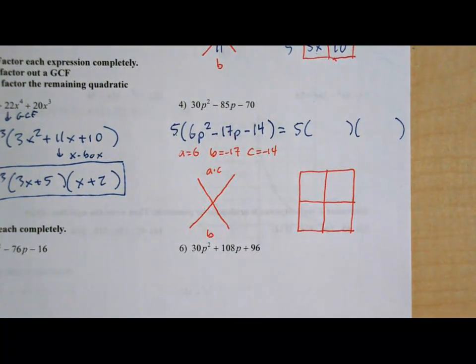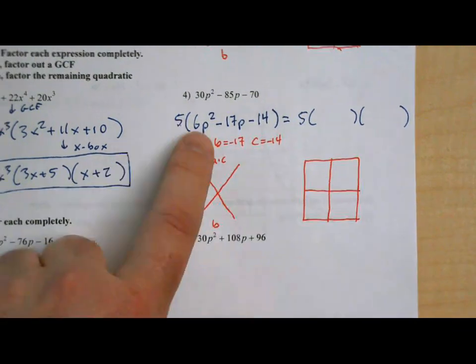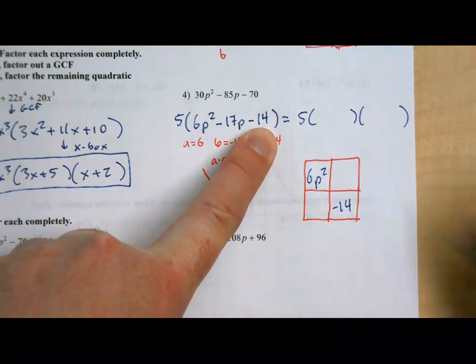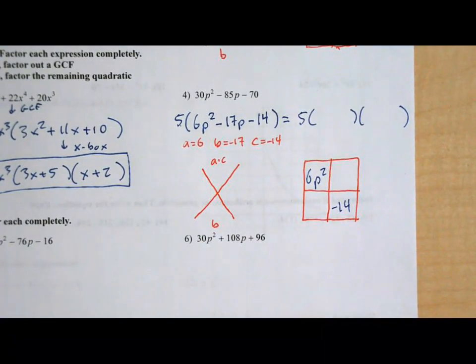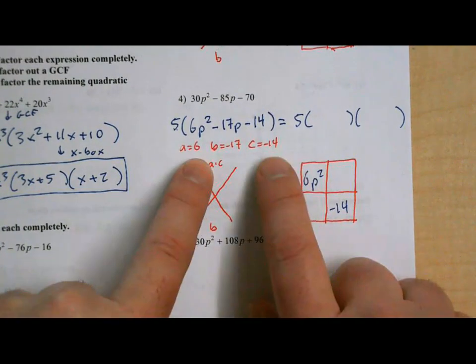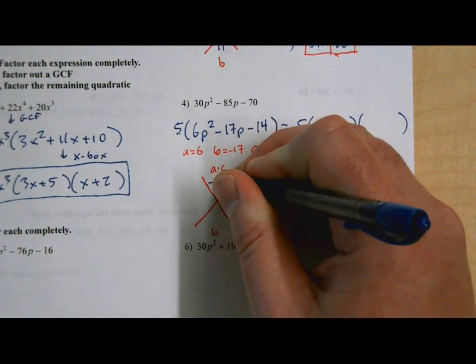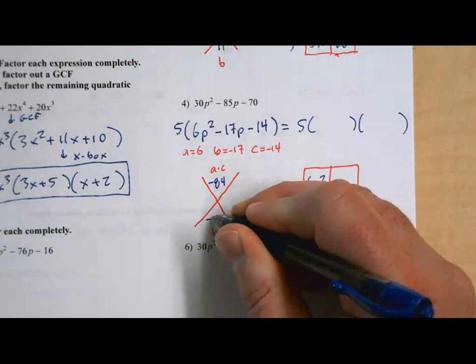So we're about to do our X box process here. Let's go ahead and get the 6p squared and the negative 14 into our box. We know that's got to go in those two spots. And then we can start filling out our x. We need a times c on the top. 6 times negative 14, that's negative 60 and negative 24. Negative 84 sound right? Yes. Negative 84 up top. Negative 17 on the bottom.